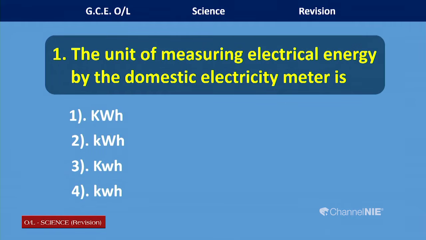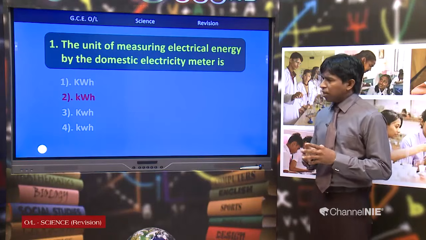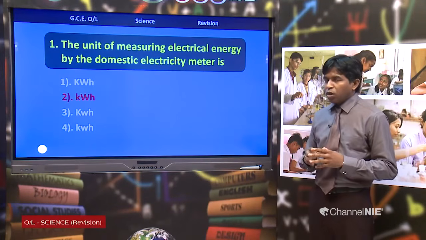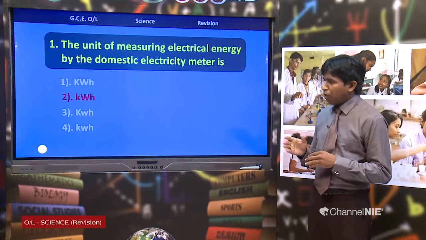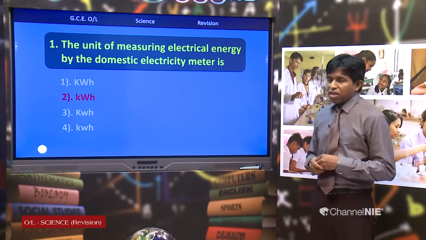Second answer, kilowatt hours: K simple, W capital, H simple. When you write kilowatt hours, K should be simple, W should be capital and H should be simple. So, the correct one is the second answer. What is kilowatt? How do we get kilowatt? The watt value divided by 1000 will be kilowatt, and the number of hours is given by simple h.